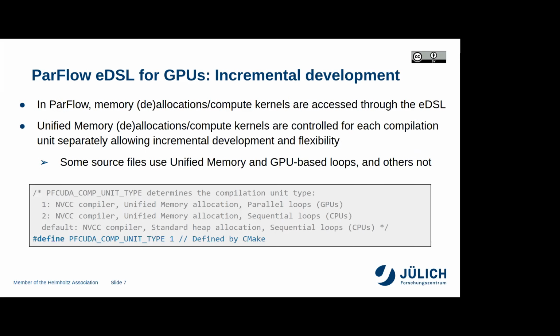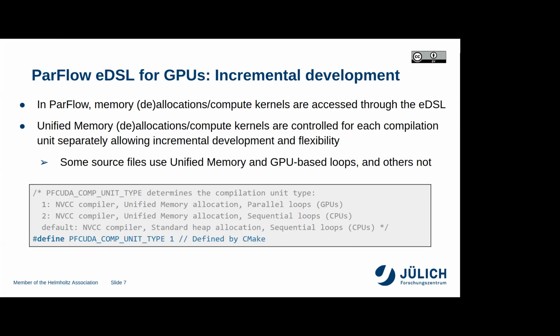All right, and in ParFlow, the memory is allocated and freed using this EDSL API. And this is very nice because now it's enough to modify these EDSL header files to make the data available for GPUs using unified memory. And the same is true for compute kernels, which also require a new header definition for the looping macros, but we can still use the existing loop interface.